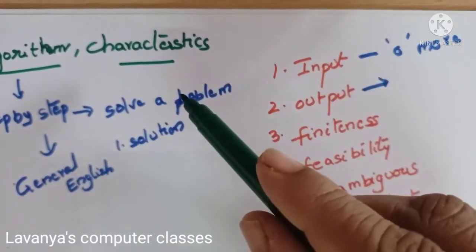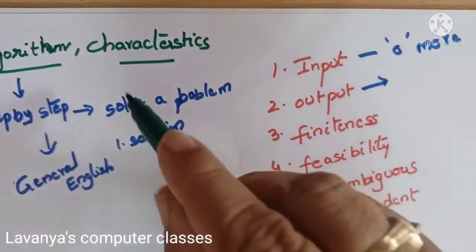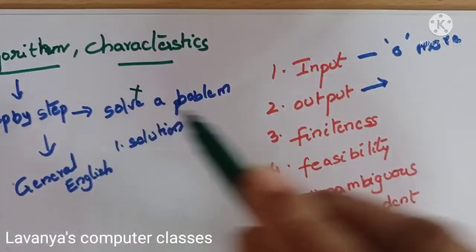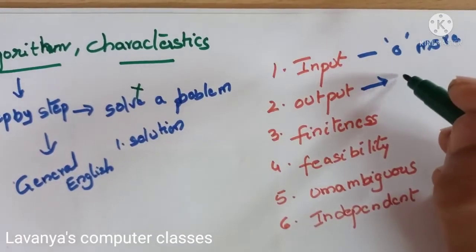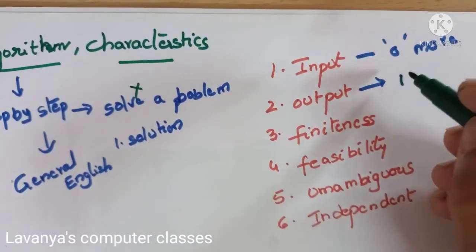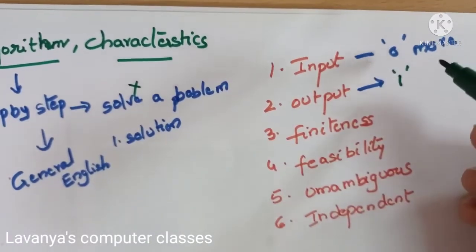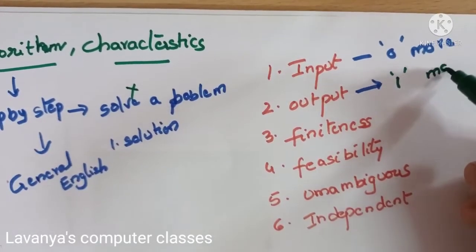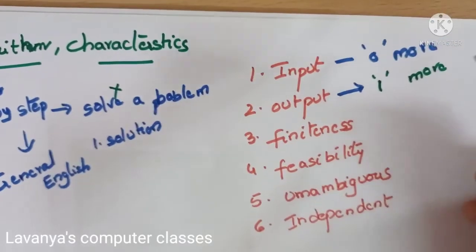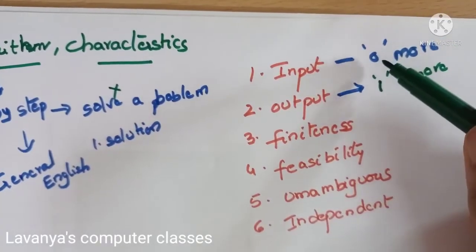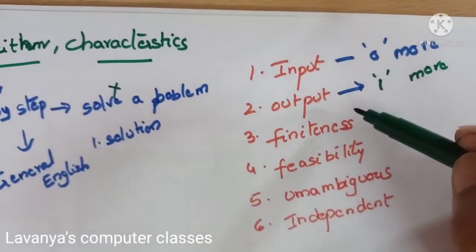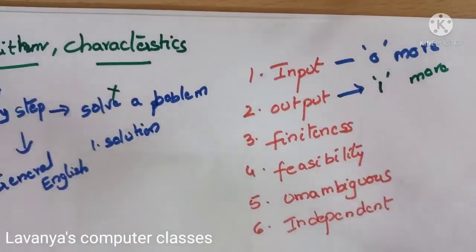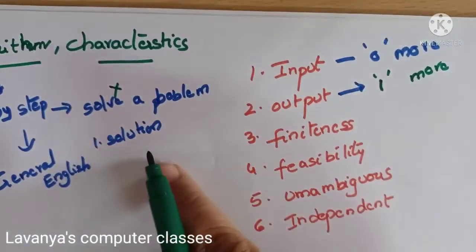Because after writing so many steps, if we still do not get any solution, any output, it is not a correct algorithm. So that's why how many outputs we require means minimum one output or many outputs. So that is the second characteristic. So minimum number of inputs is zero, minimum number of outputs is one. Maximum depends upon the program. Third one is finiteness.